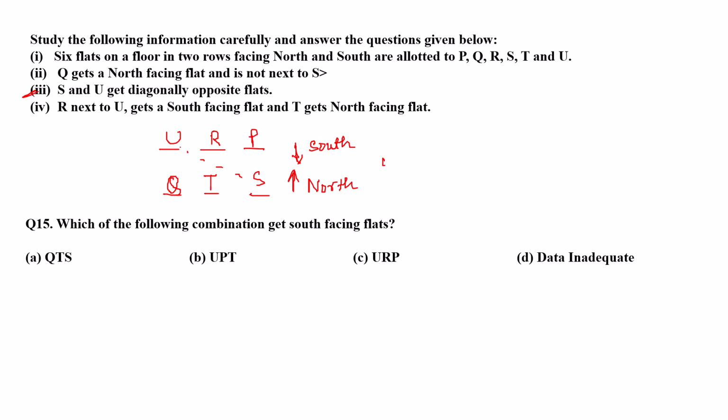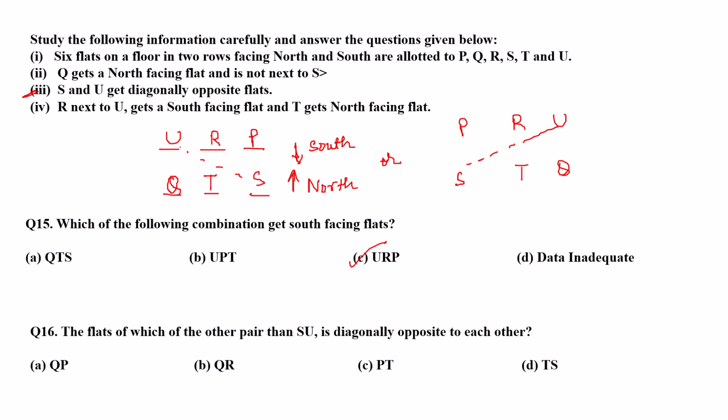Now you can arrange this in one more way. You can write here P, R and U, and here S, T and Q. You can see here U and S are diagonally opposite. Now the first question is which of the following combinations gets south facing flats? South facing flats are U, R and P. So the correct option is option C.